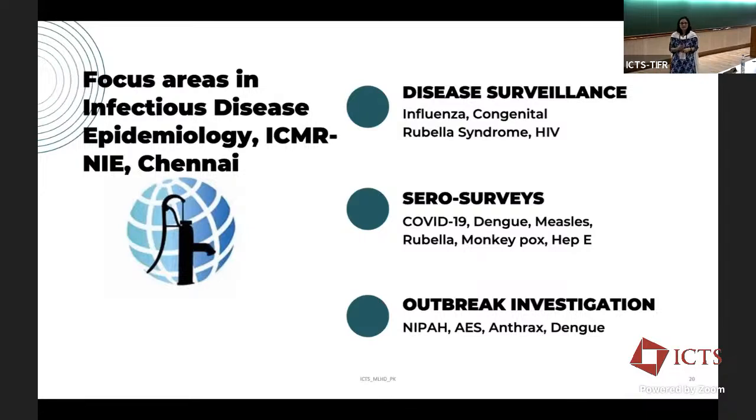Sero surveys are extensive, large surveys which are done in the population. You may be exposed to a particular virus, but you may not know that you were exposed. If I ask you, did you have COVID or did you have dengue? You may say no, but you may have antibodies for it, which means that you were actually exposed. So what sero surveys do is they help you understand what proportion of the population has been exposed to a particular organism, although they may not even know that they were exposed to it.